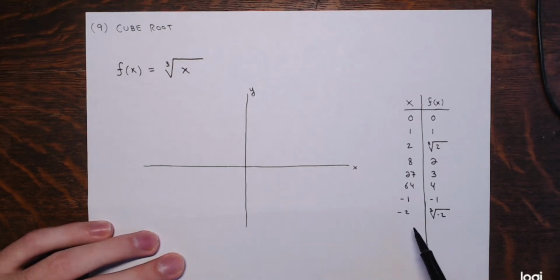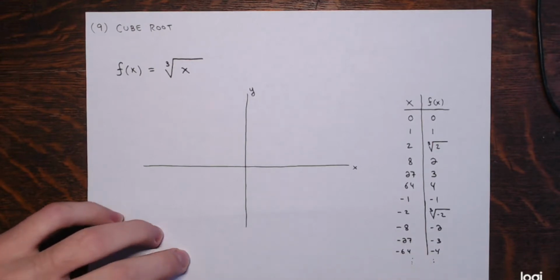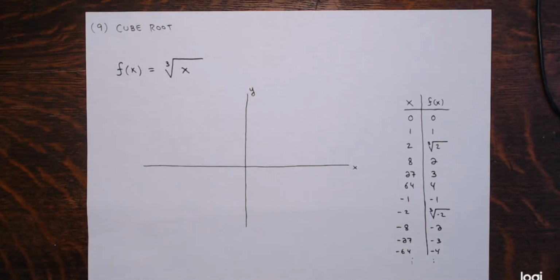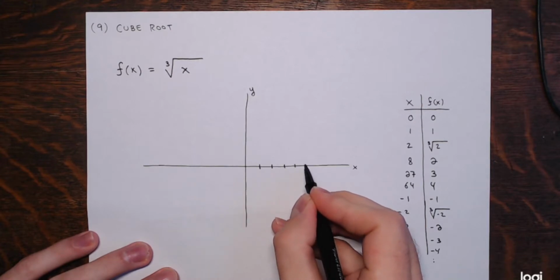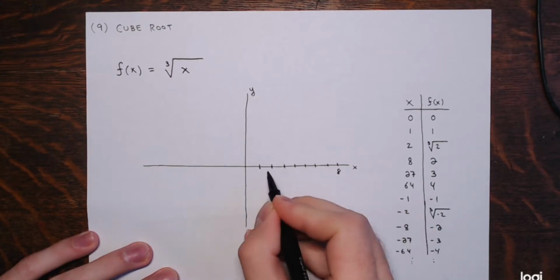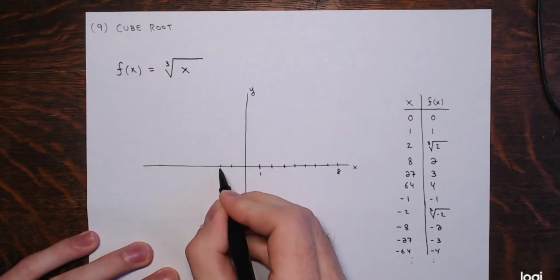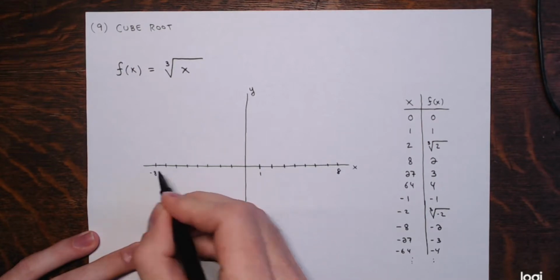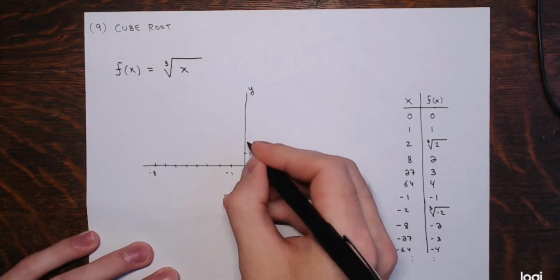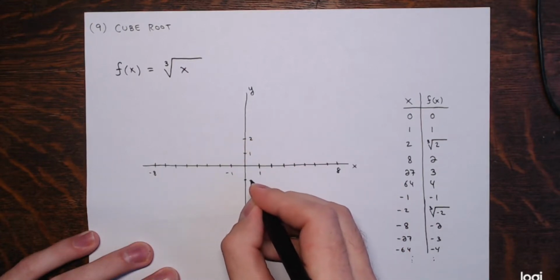So I'm going to go out to negative 8. The cube root of negative 8 is negative 2. The cube root of negative 27 would be negative 3. The cube root of negative 64 would be negative 4, and so on. There are lots of points to plot here. So I'm just going to go out to 8, 3, 4, 5, 6, 7, 8 on the x-axis, and negative 8. And then just up to 2 on the y-axis and negative 2 on the y-axis.